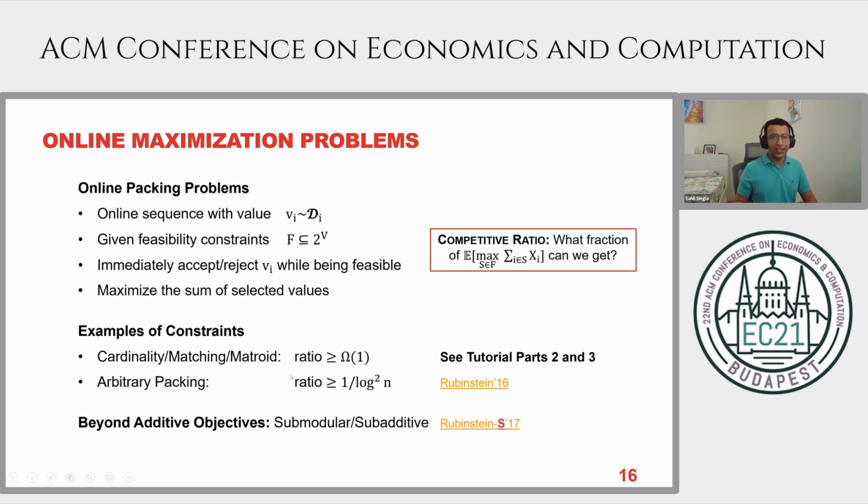But I just want to give you a high level flavor of how prophet inequalities help. And again, for all these problems in the worst case model, you cannot do anything, because they are generalizations of the single item problem, and already for the single item problem, you cannot do anything better than an n approximation.